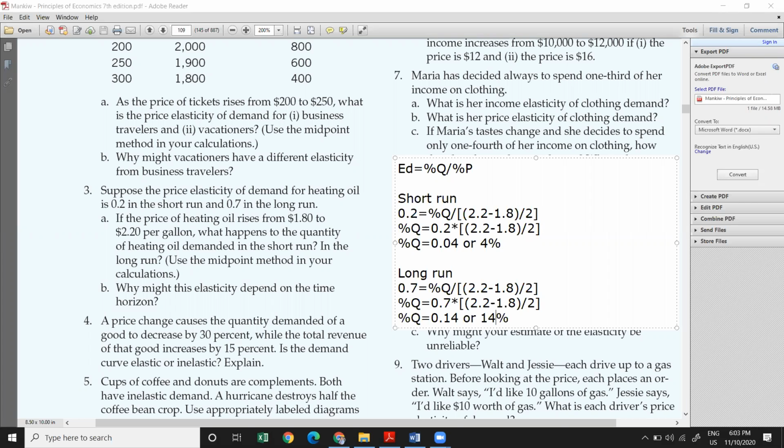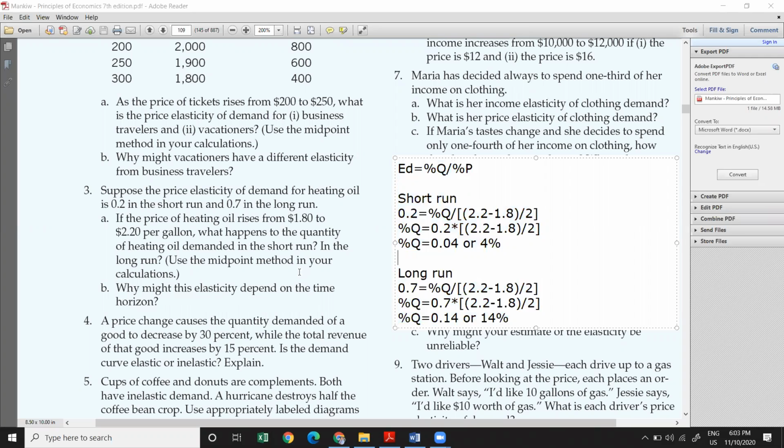And the last thing that we said is that the long run and the short run really play a significant role here. So you have to be very careful when you talk about the long run and short run. In the long run, elasticity of demand is more elastic, and in the short run, it's less elastic, so less responsive to changes in the price. We're moving to why this elasticity might depend on the time horizon.